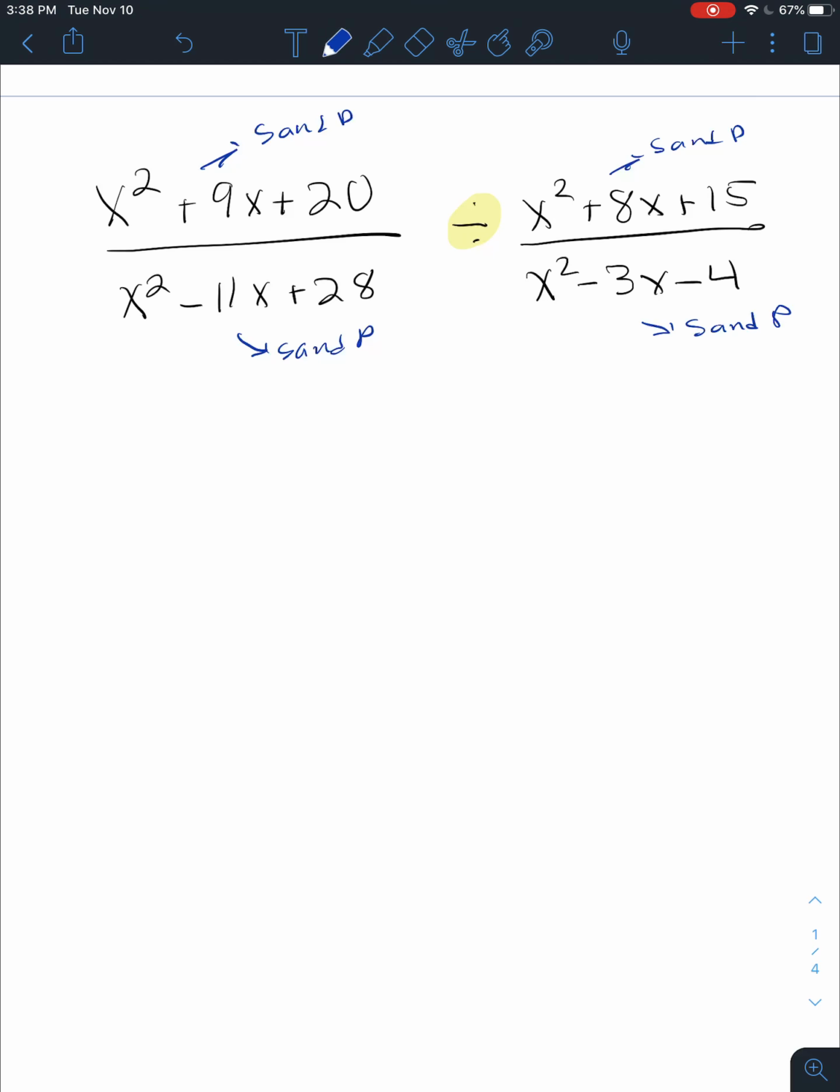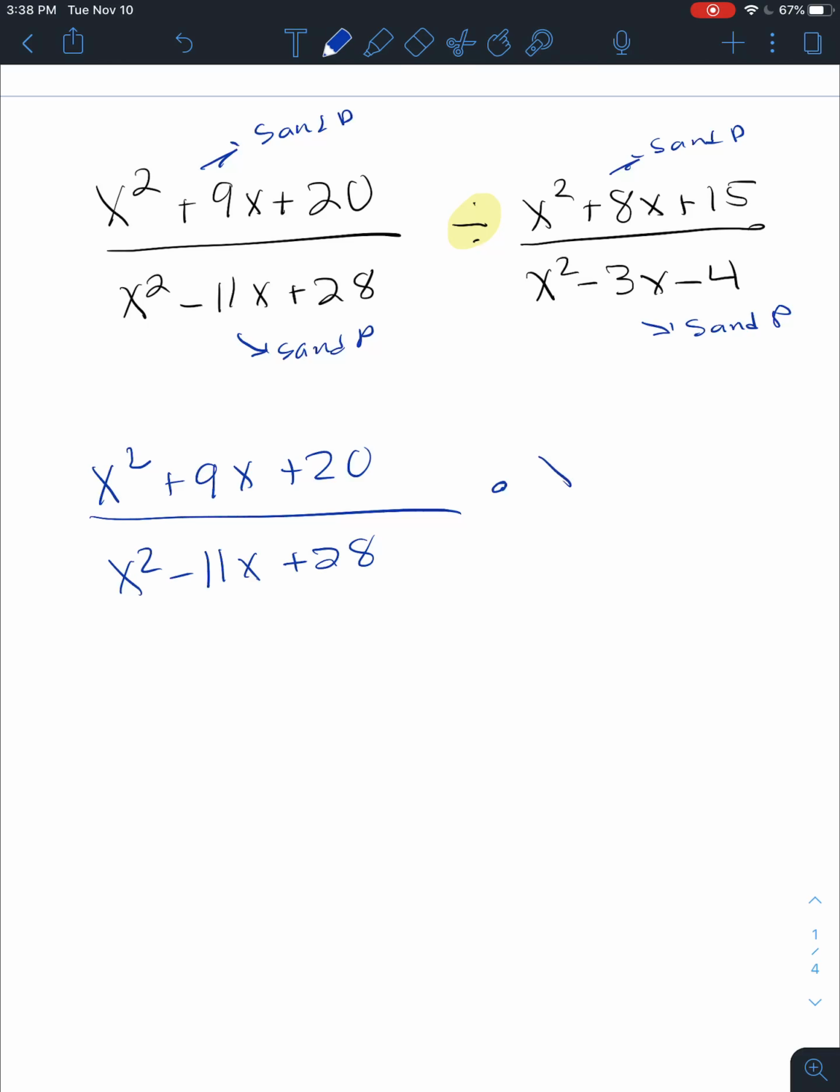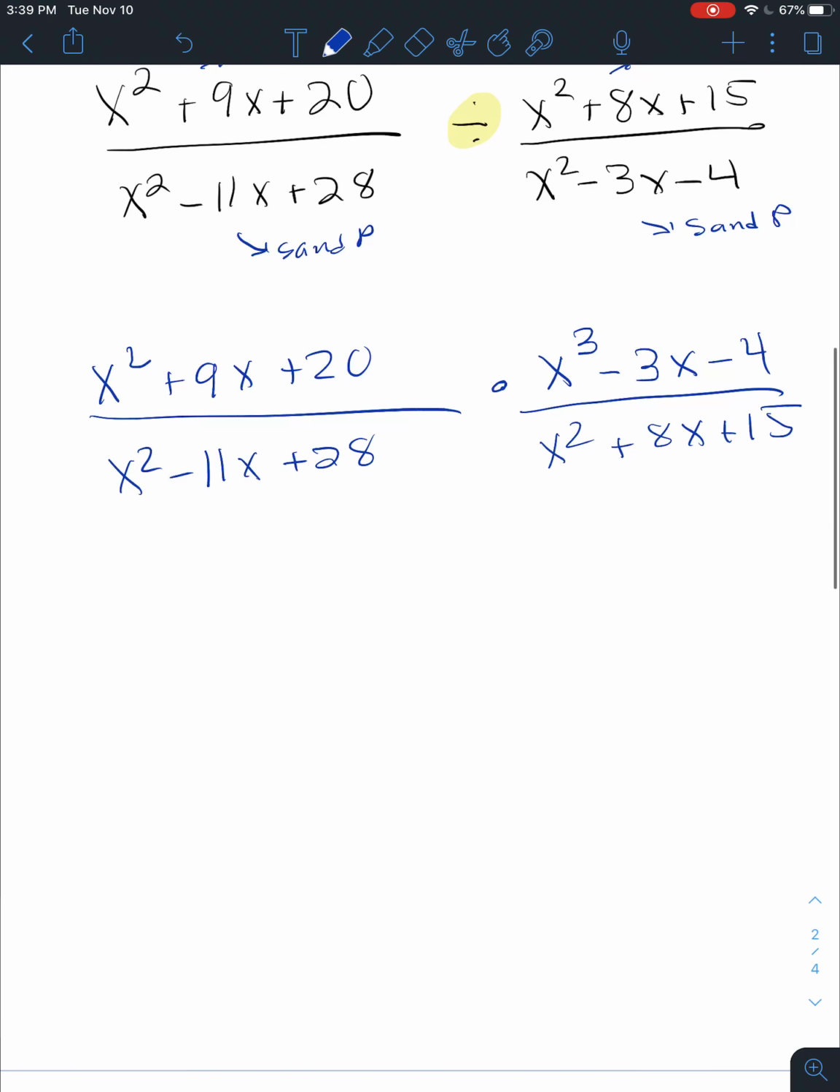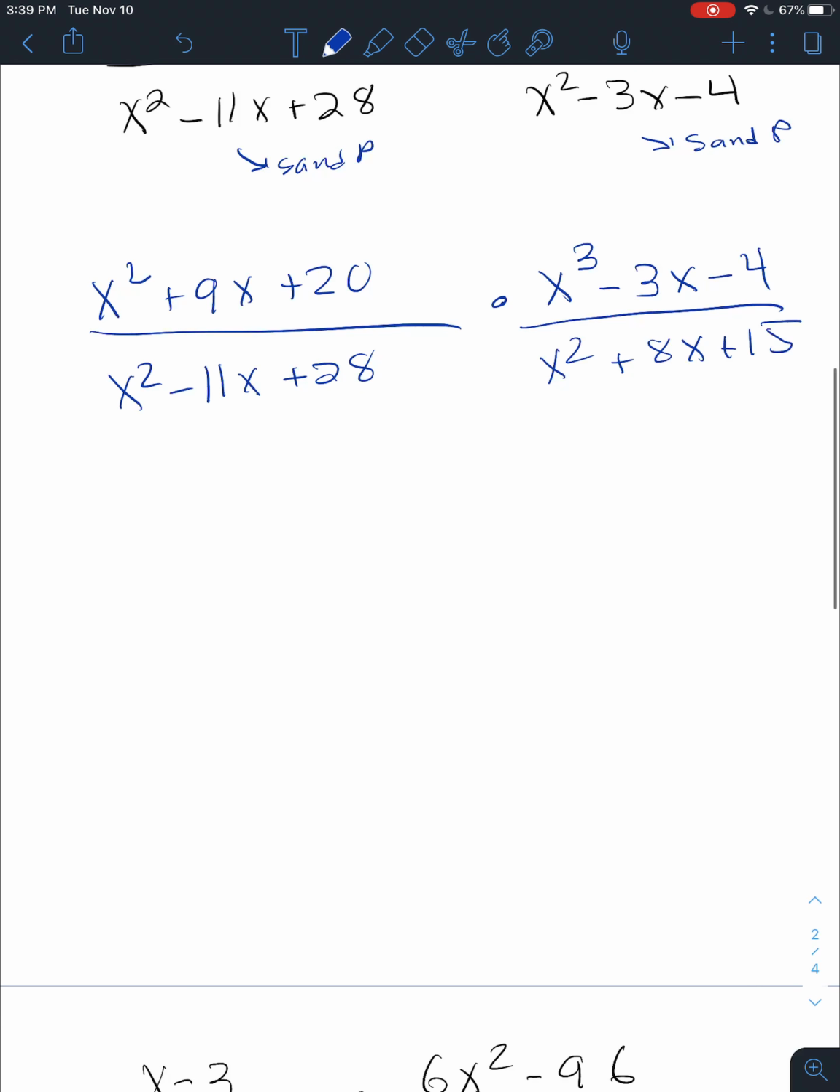So the first thing that we need to do is go ahead and change it to a multiplication problem and take the reciprocal of our second term. Because when we divide, that's the same thing as multiplying by the reciprocal. So that's the first thing I want you to do so you don't have to worry about it later and you have no risk of forgetting it. And then from here, you just factor.